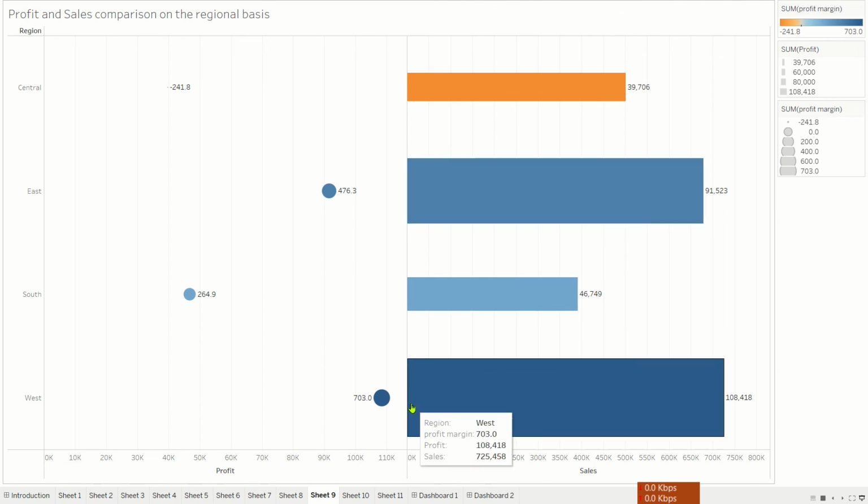Now, for the west region, the sale is larger, their profit is larger, and profit margin is larger. Therefore, it is the most successful region. Next, the central region shows that the sale is larger, but profit margin is negative, that is, there actually exists a loss margin, and also the profit is negative, which implies this is the most unsuccessful region.